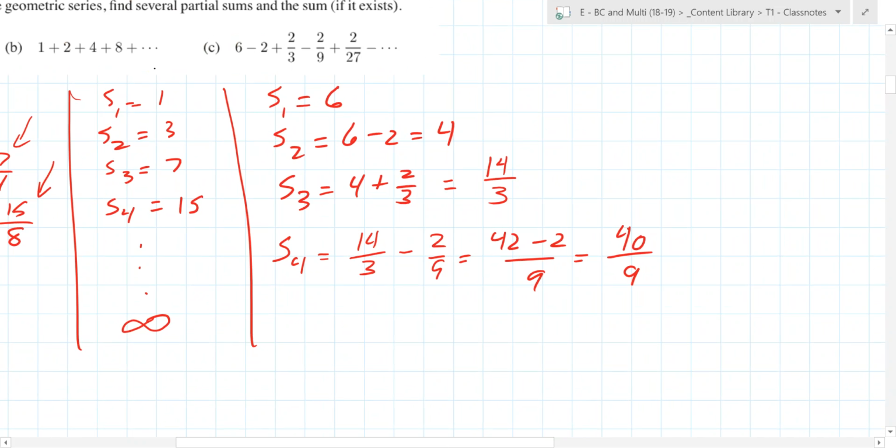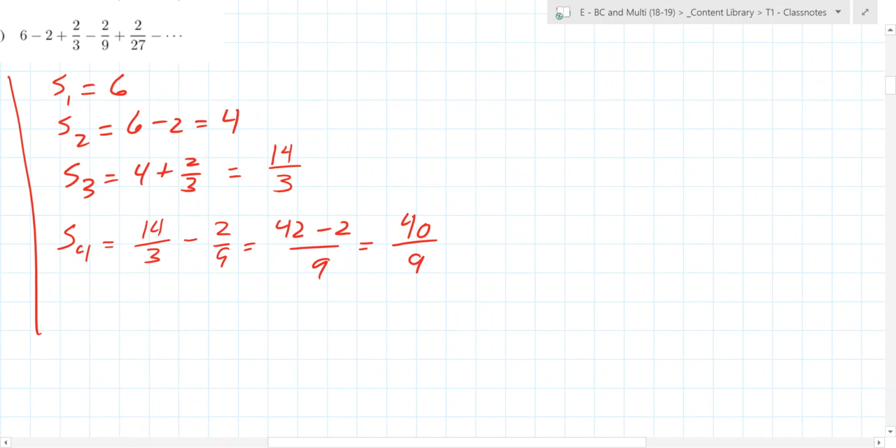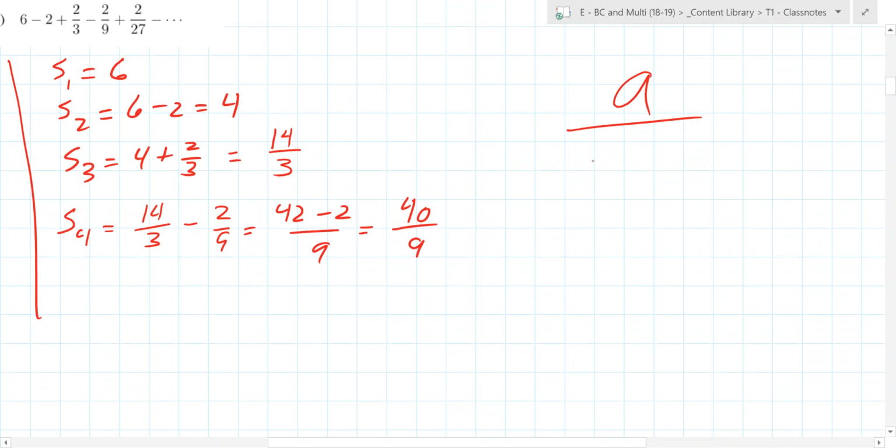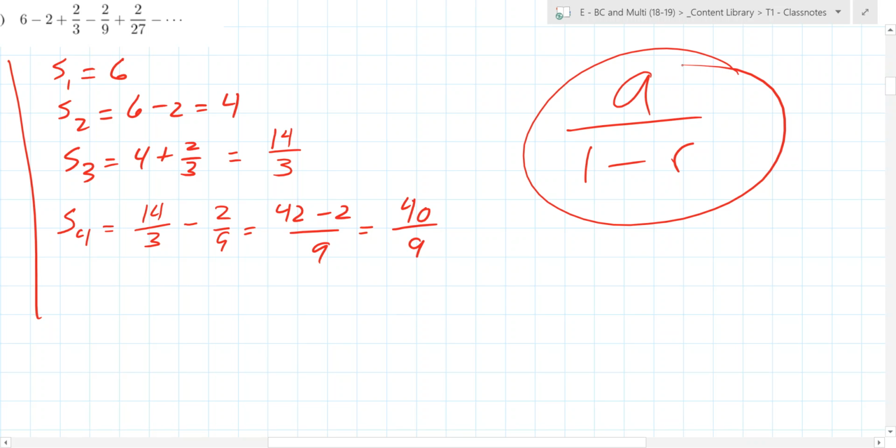It's not as evident. In your notes and in the book, you should have come across a formula for the sum of an infinite geometric series. You remember what the sum of an infinite geometric series was going to be? Artur, what is it? The way I like writing it, and the way most books write it, is a over 1 minus r. The first term over 1 minus the ratio.